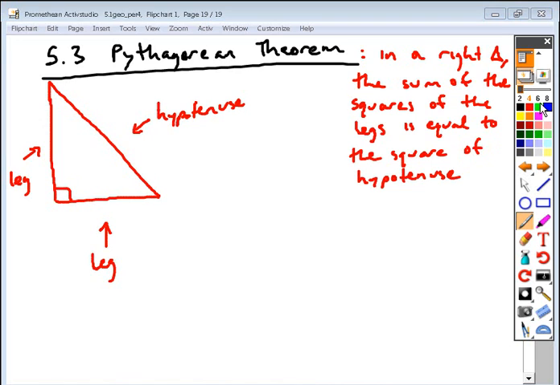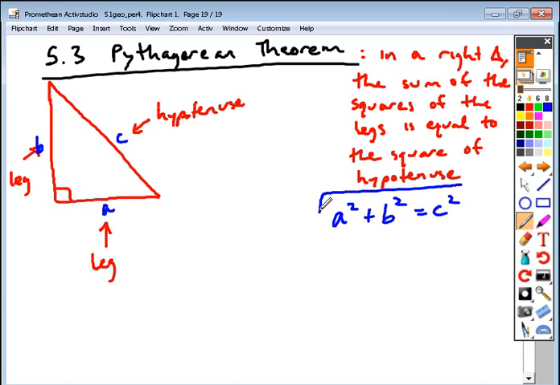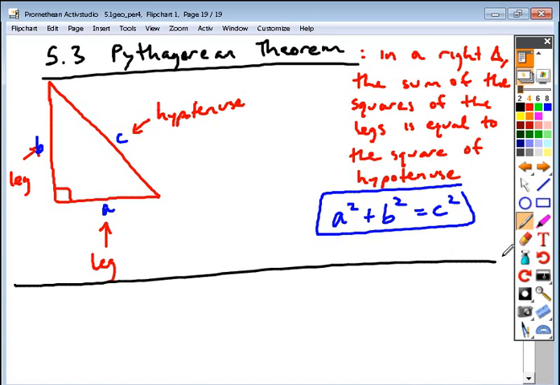And most of you are aware of this in an algebraic form, or in the form of an equation. And usually it's designated with a and b as the lengths representing the legs, and c the length representing the hypotenuse. And the equation is a squared plus b squared is equal to c squared. Okay. So this is the Pythagorean theorem. I'm guessing most of you have done some kind of calculations with this before.